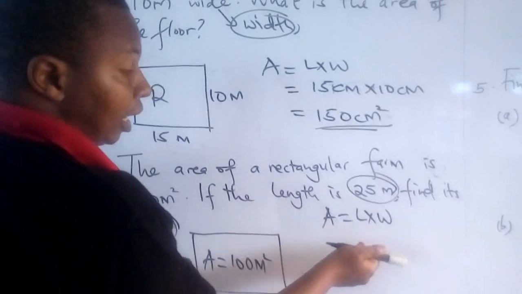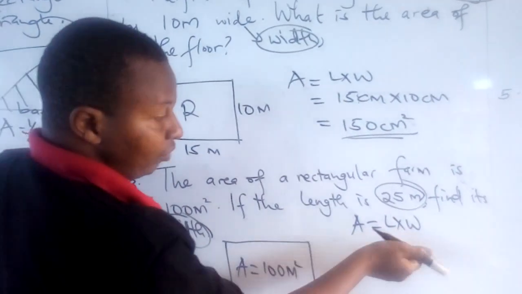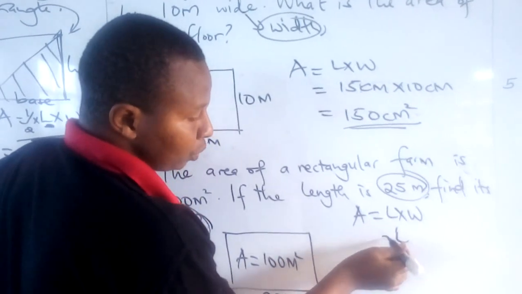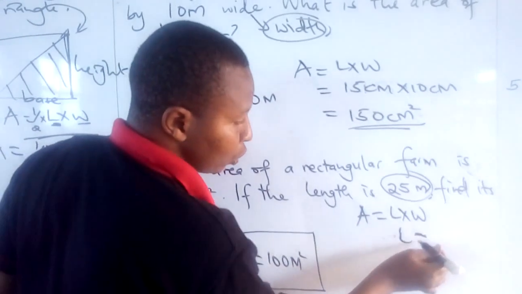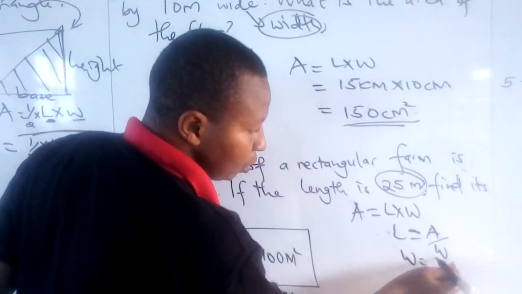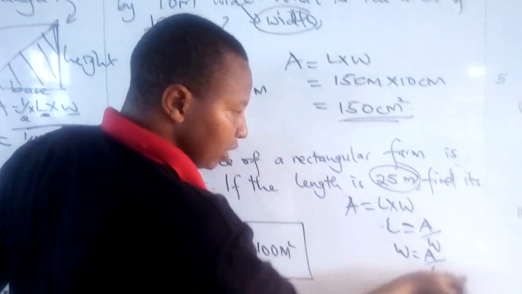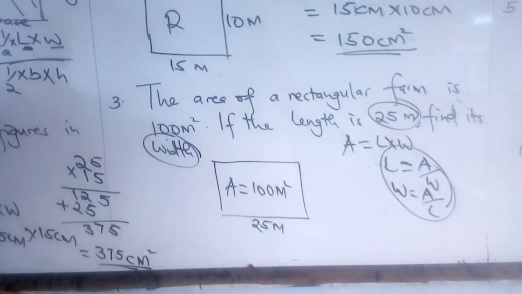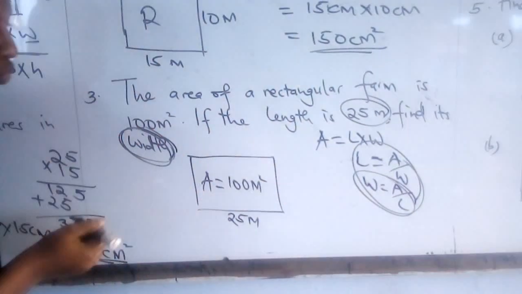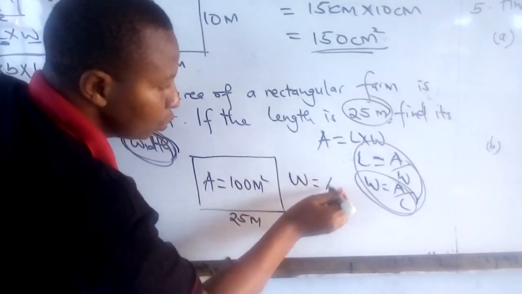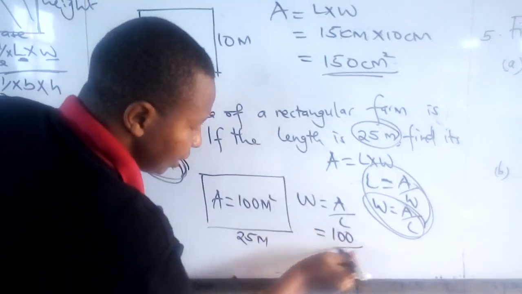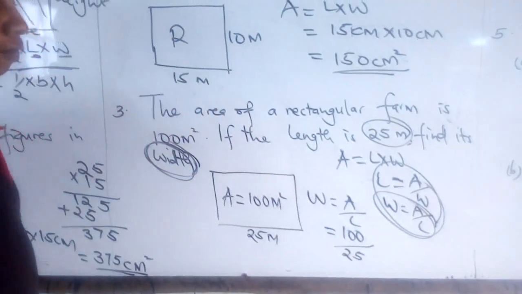Because this is multiplication, if you want to know how to get length, length is equal to area over width, and width is equal to area over length. So these are things that you should know. In our case here, we are told to find width. So this is the formula you are going to use: width is equal to area over length, which is equal to 100 divided by 25.